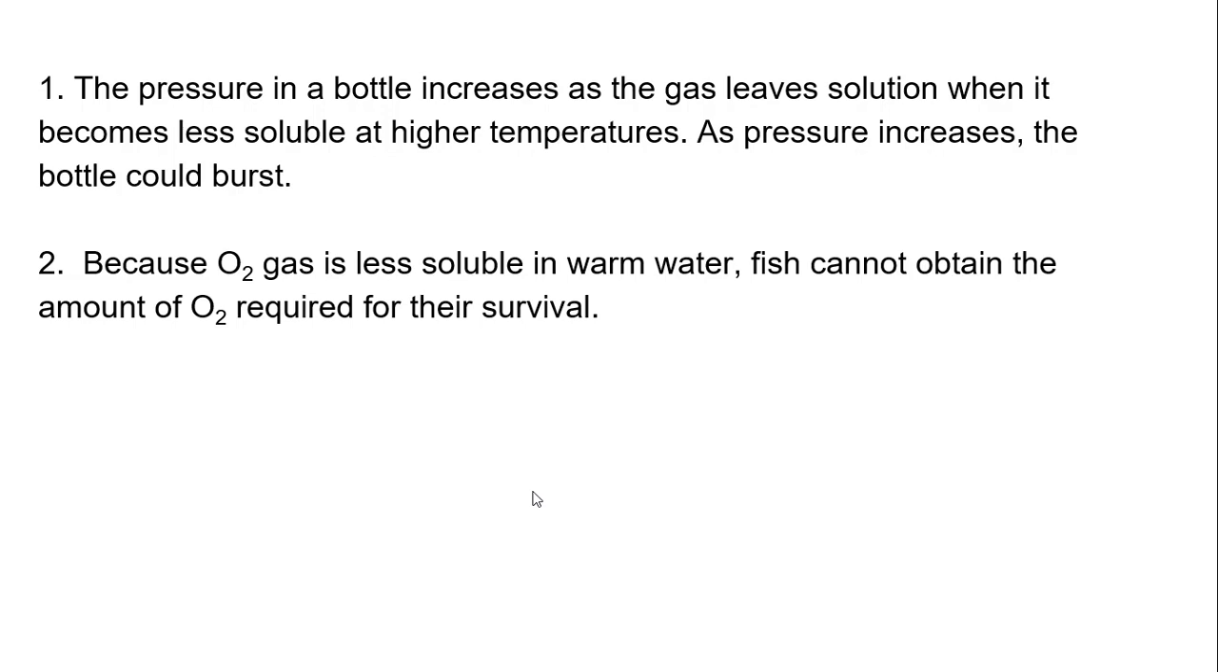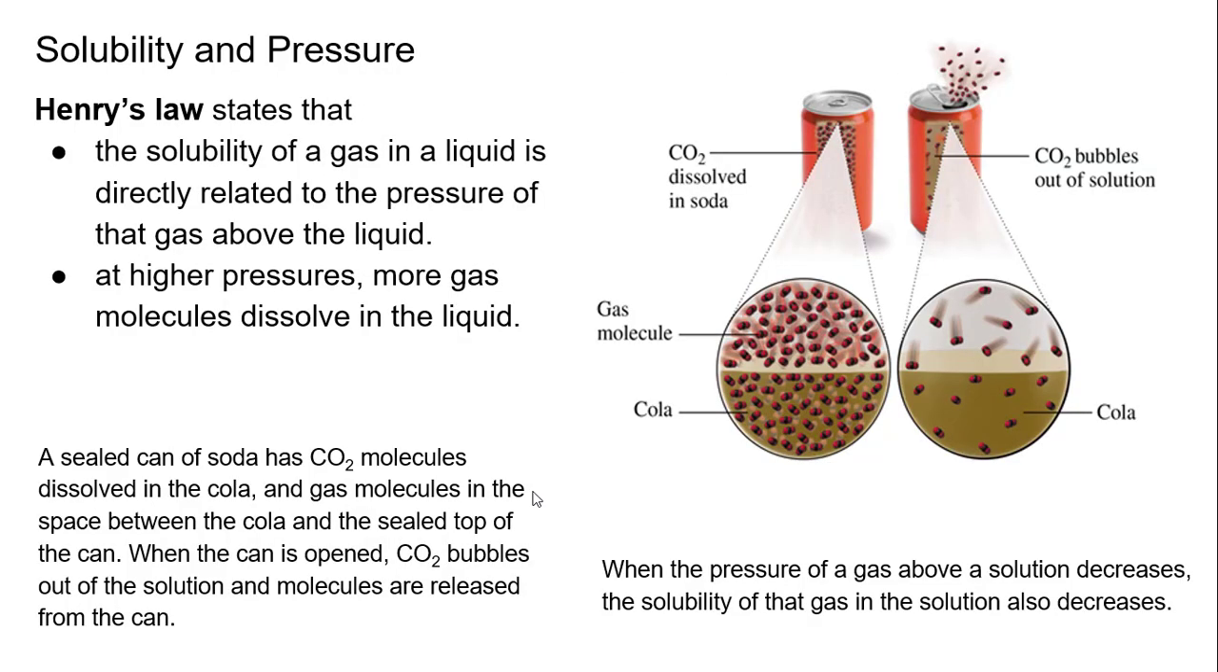So the pressure in the bottle increases as the gas leaves solution when it becomes less soluble at higher temperatures. As the pressure increases, the bottle could burst. And for the ocean, because oxygen is less soluble in warm water, fish cannot obtain the amount of oxygen required for their survival. Remember, O2 is in the water, and it will leave the surface if it can, if the water's warm. It's giving it enough energy to leave.